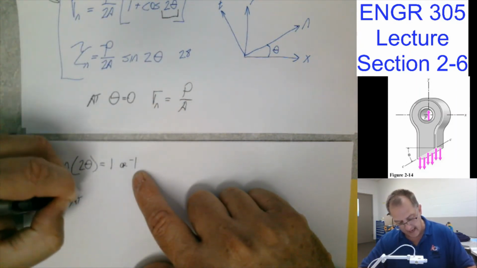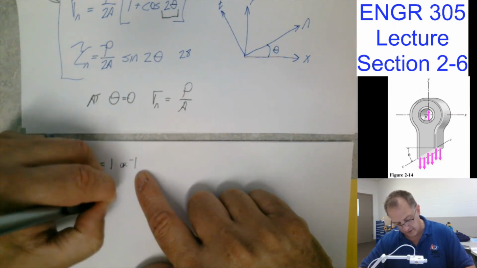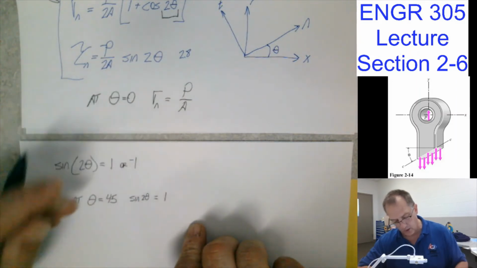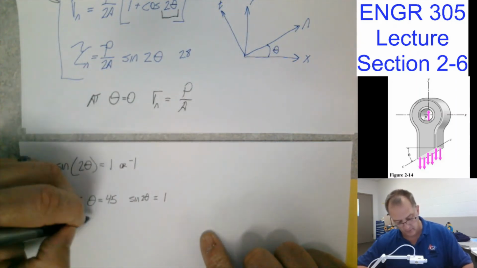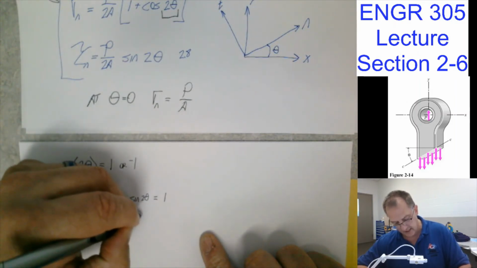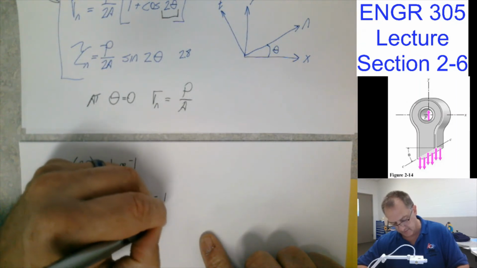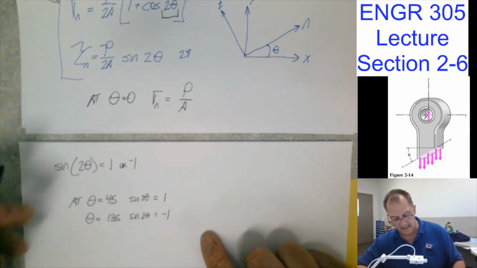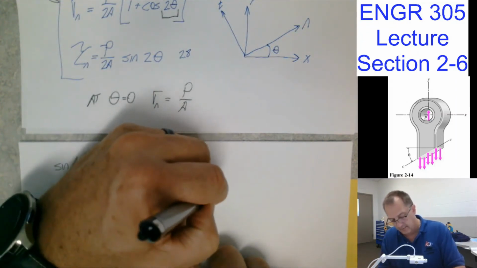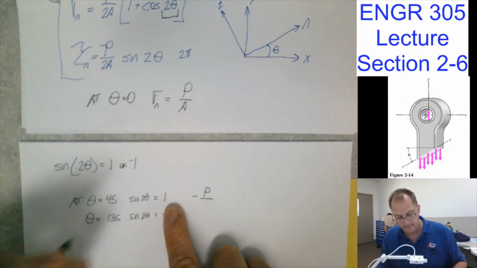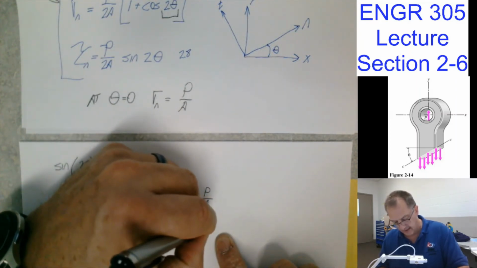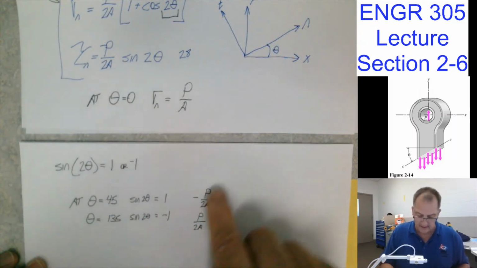So at theta equal to 45, sine of 2 theta equals 1. So maybe we want theta equal to 135. Sine of 2 theta is equal to -1. And then I would get a shear force equal to, in this case, minus P over 2A. And in this case, it would be P over 2A. Those are where I'm getting the maximum force.